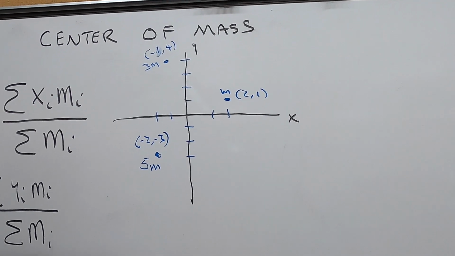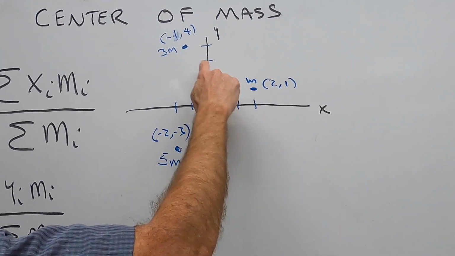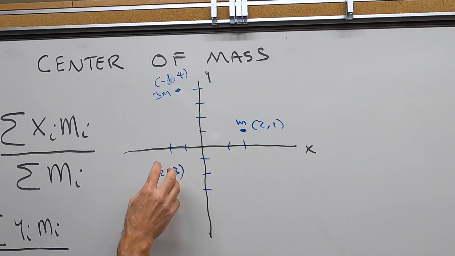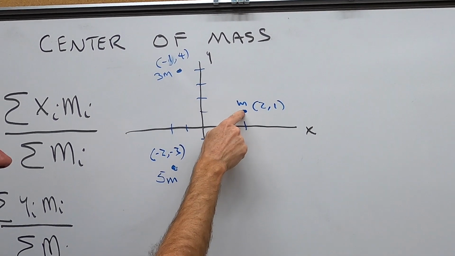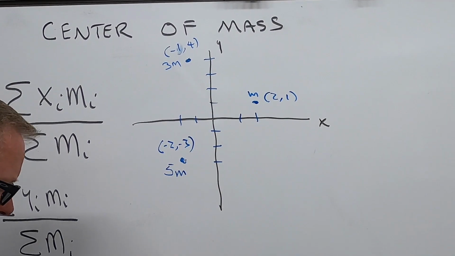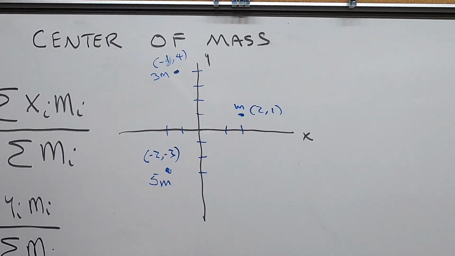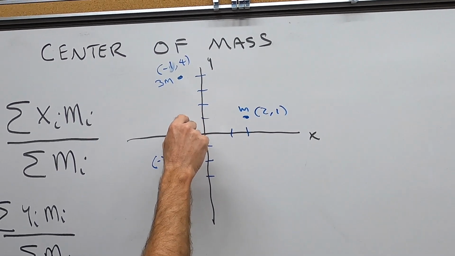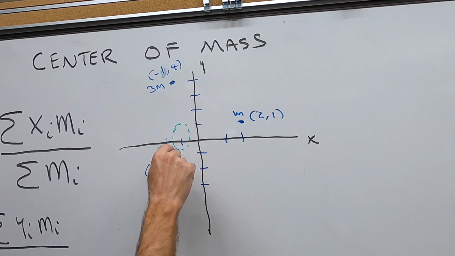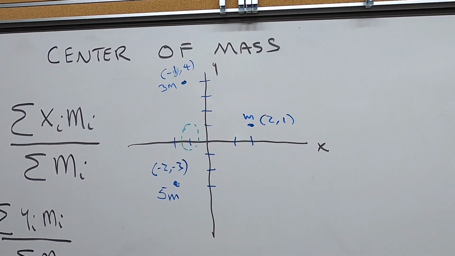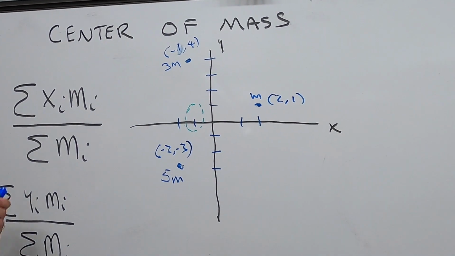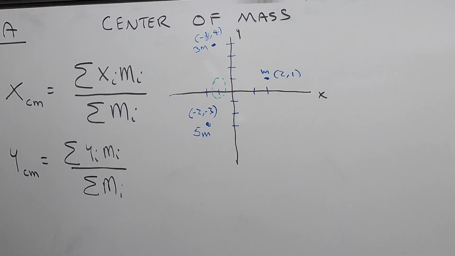If I had to guess, it's inside this triangle, and since this is a lot heavier than that, it's probably more toward the 5m side. But you also got a 3m side. So I'd probably guess somewhere in that region is the center of mass, but we could figure it out from this equation right here.